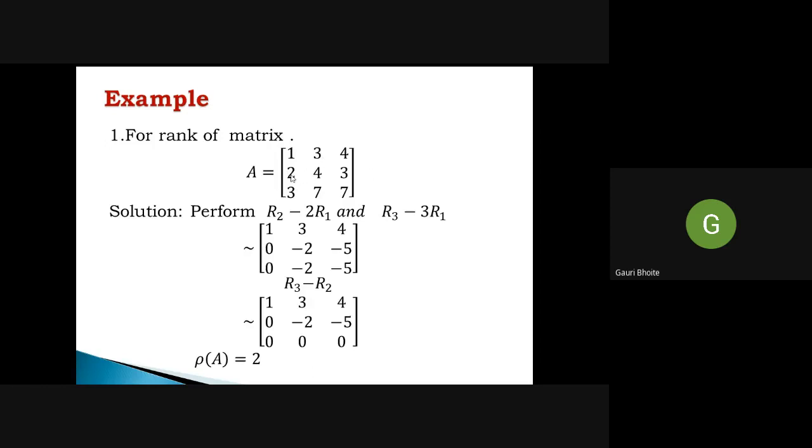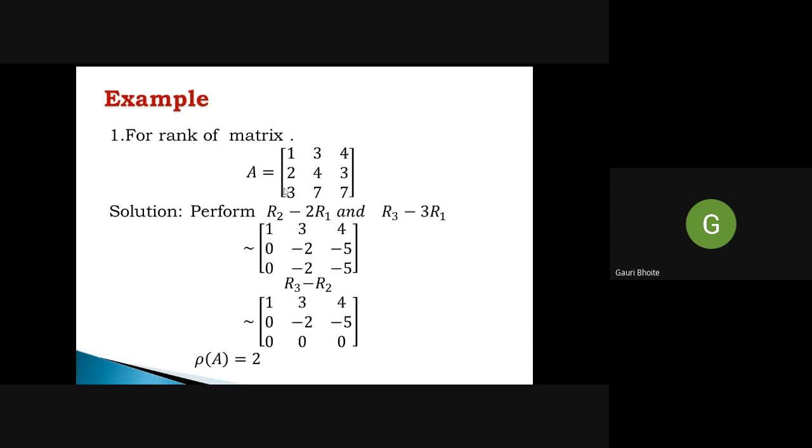So I use R2 minus 2R1. Performing R2 minus 2R1: 2 minus 2 is 0, 4 minus 6 is minus 2, 3 minus 8 is minus 5. So the second row becomes 0, minus 2, minus 5.